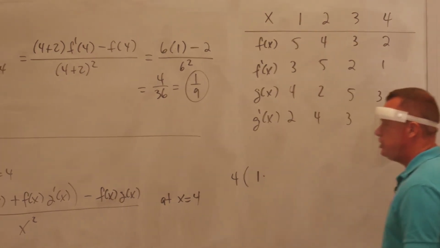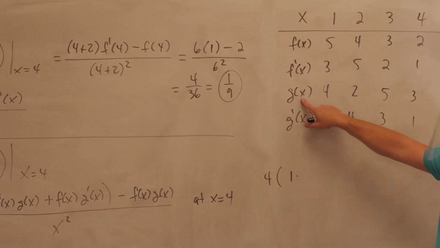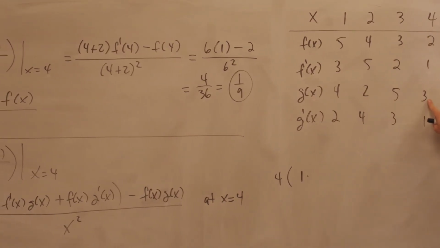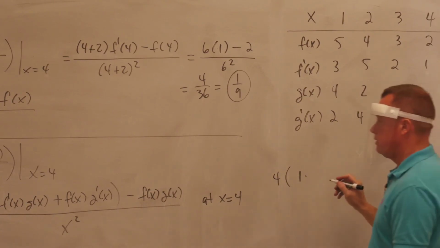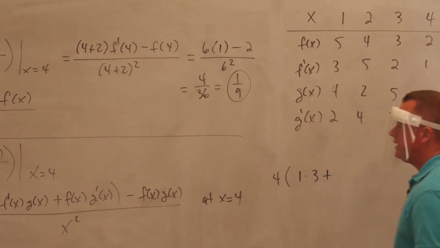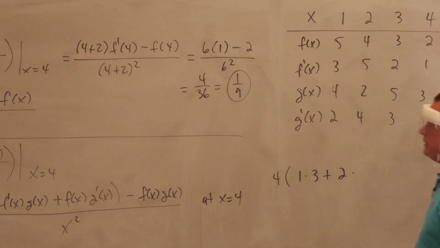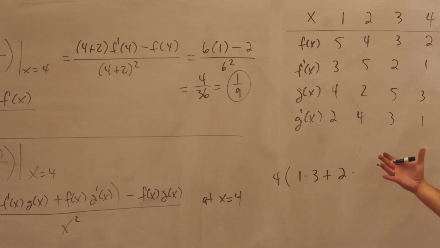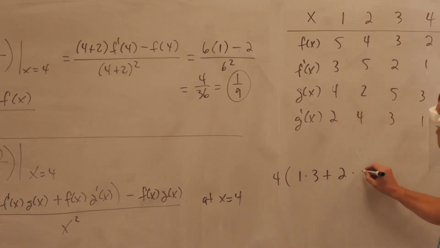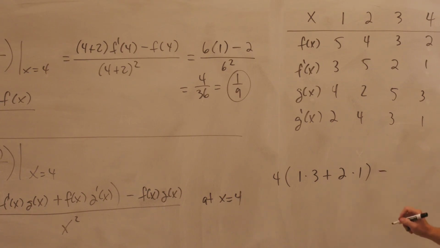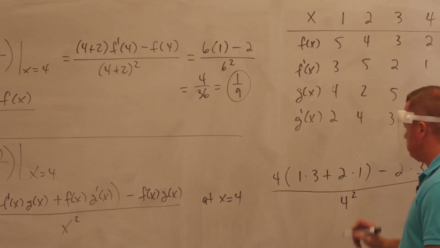times g at 4. All right, well here's g. Here's 4. G of x is equal to 3 when x is 4. Plus f of x, so f at 4, f of x will be 2, times g prime of x, so g prime at 4, there's 4, g prime is 1, minus f at 4, 2, times g at 4, which is 3, over x squared, 4 squared. Okay?